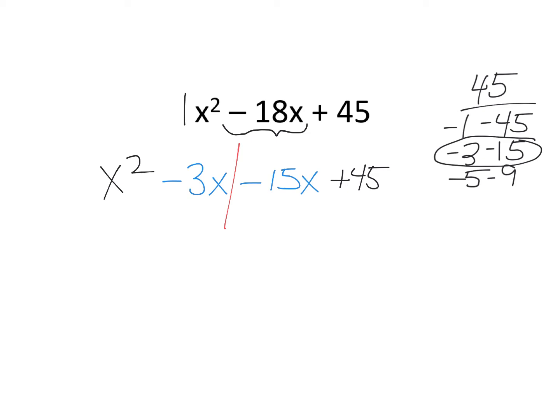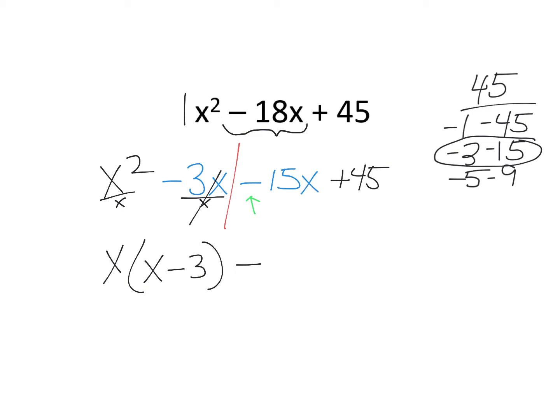What can I pull out of x squared and negative 3x? Just an x. That's it. That's all they have in common. So I'm going to pull the x out. And that gives me an x left over, and it looks like a negative 3. And then again, this is very important. Right there, what's that sign? It's a negative sign, so I've got to put a negative here. That's important. And so then what can I pull out of both 15 and 45?